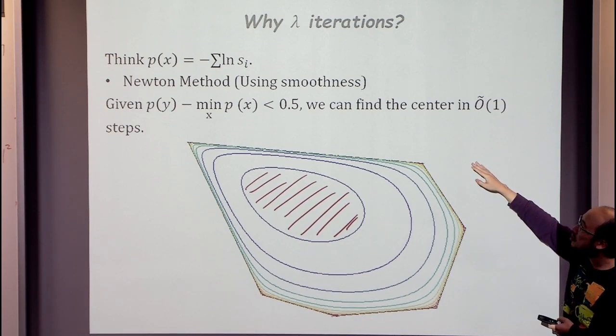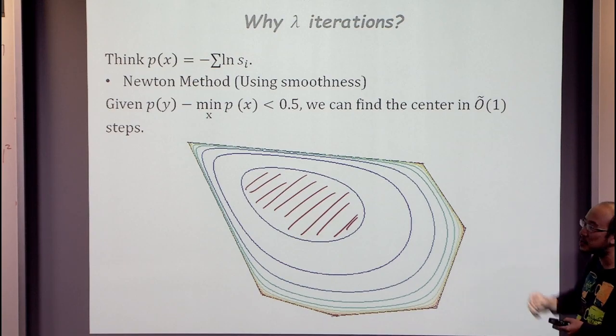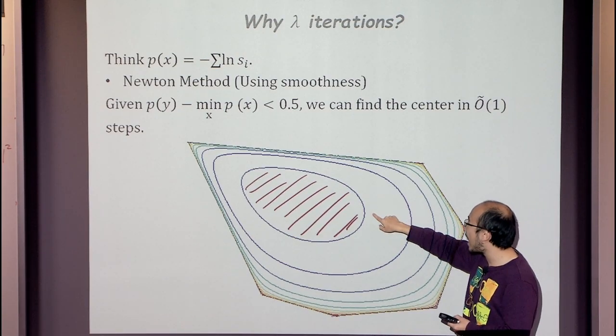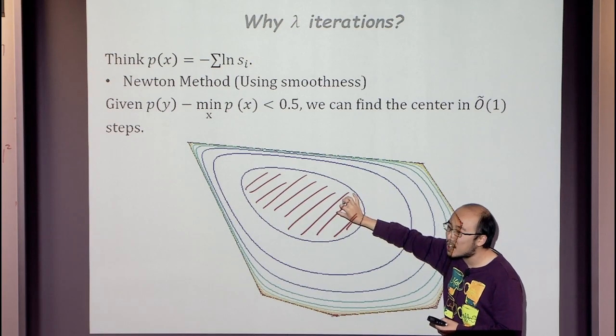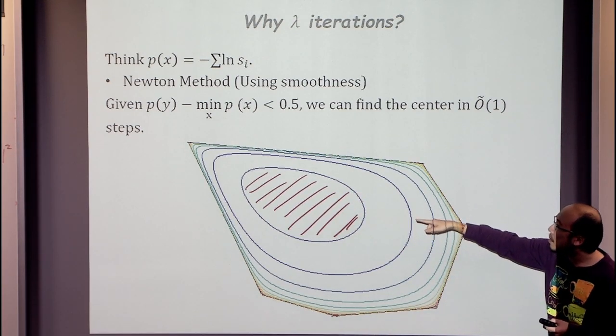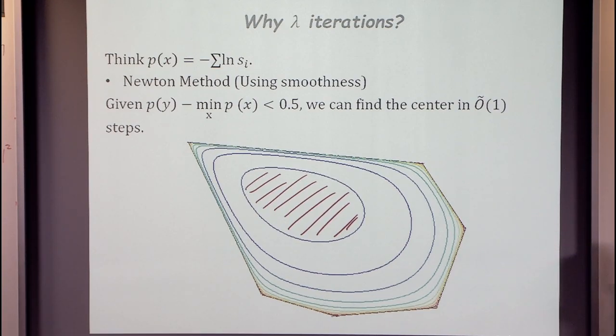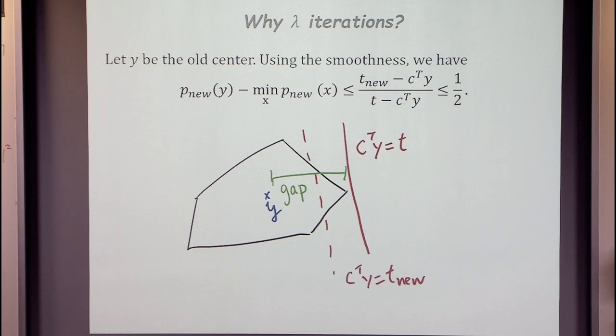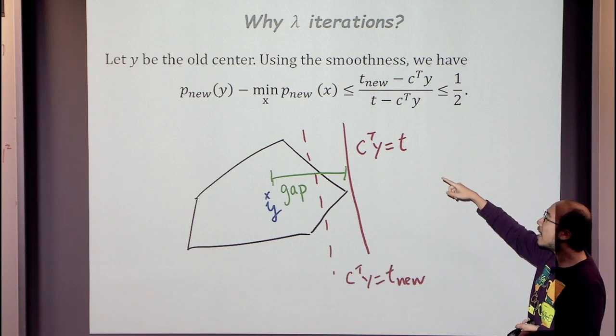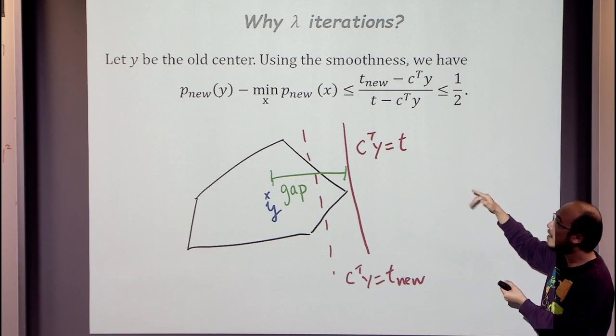For the Newton method, assuming certain smoothness assumptions, if you are given any point that is not optimal but within constant error of the optimal point, say P(y) is less than the minimum plus 0.5, then the Newton method will give you a way to find the minimum point in constant steps, because of certain smoothness assumptions I didn't tell you. And now I call y the center.